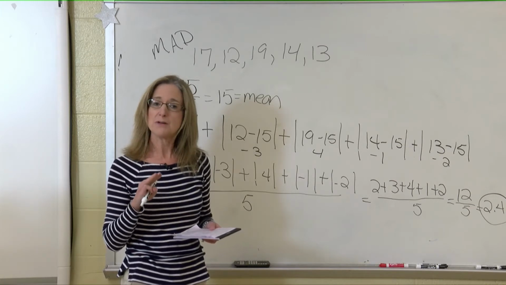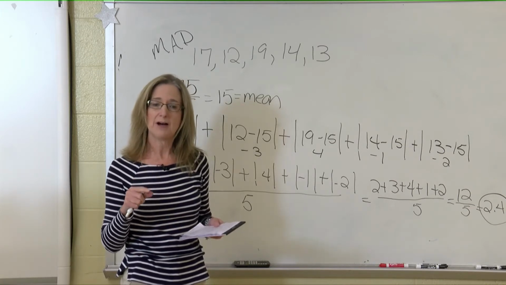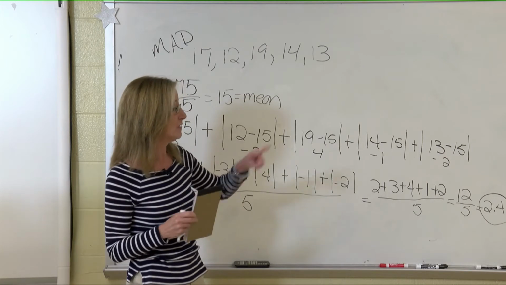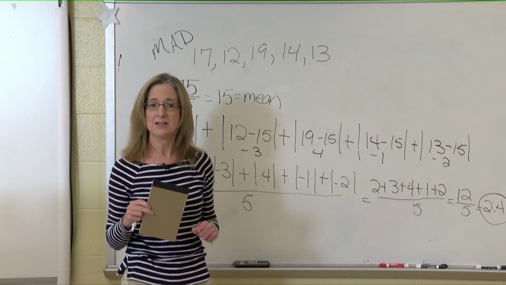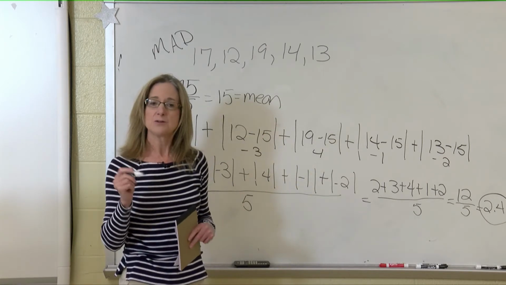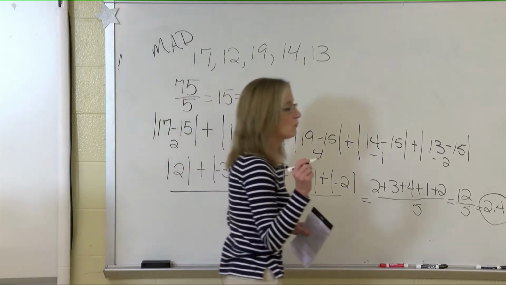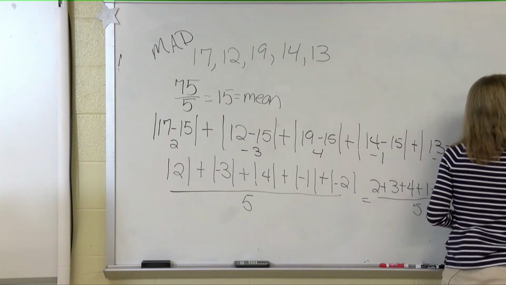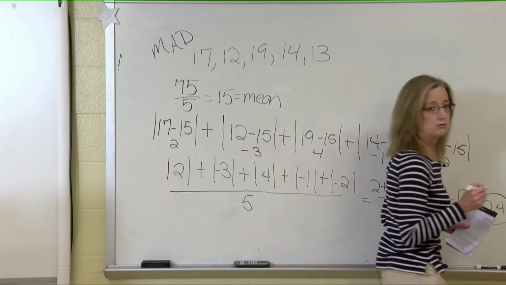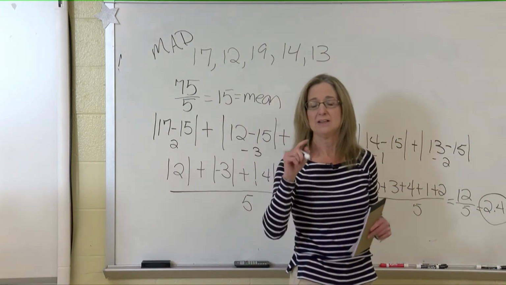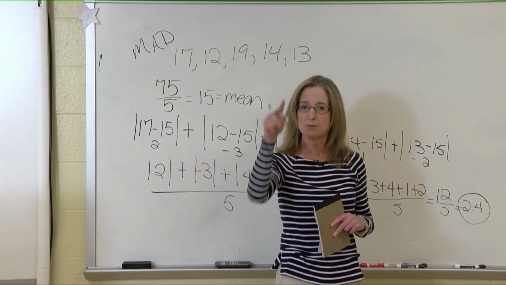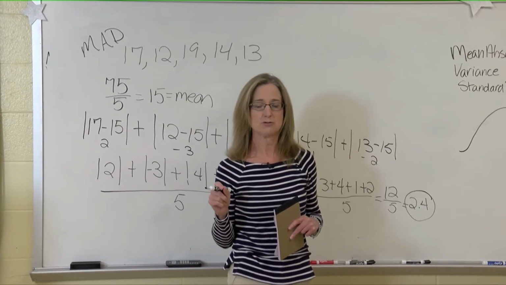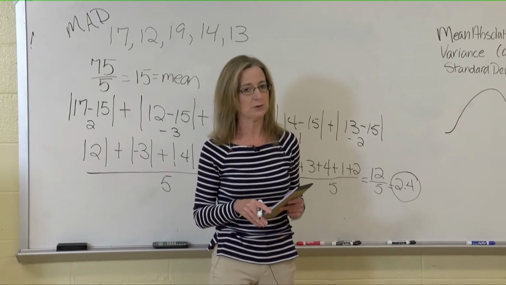Now, these first three measures of spread that I'm going to talk about, mean absolute deviation, variance, and standard deviation, are the measures of spread that work with a normal distribution, your bell curve distribution. Okay? Symmetrical bell curve distribution, and I'll talk about that in just a little bit.